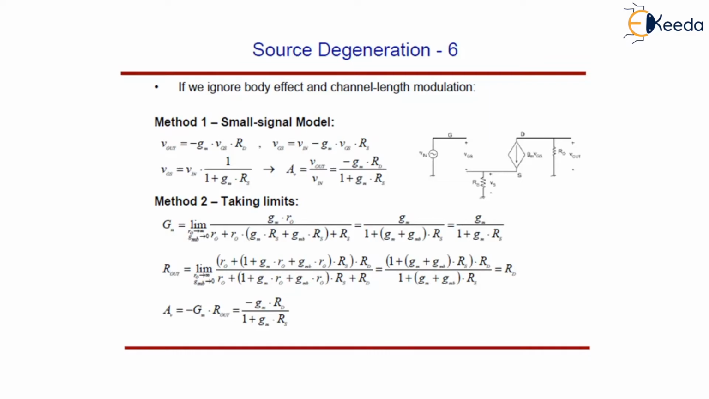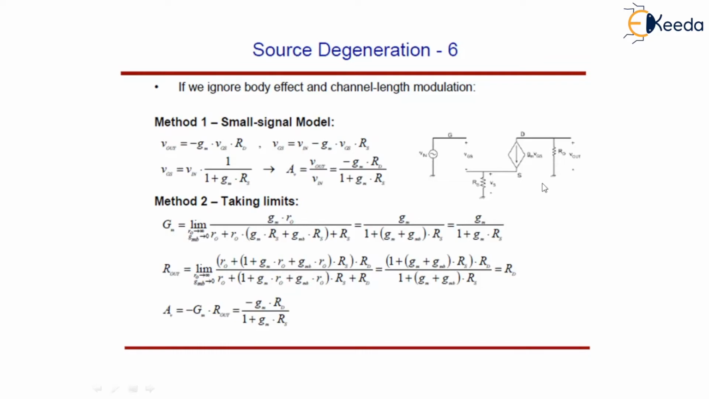So let us take our method one, that is the small signal model. We have used the small signal model, that is simply the VGS here, Vin here, and between drain and source the current flows, that is gmVGS, and at the source we have taken a resistance Rs, and at the drain side we have taken a degenerated resistance, that is RD.